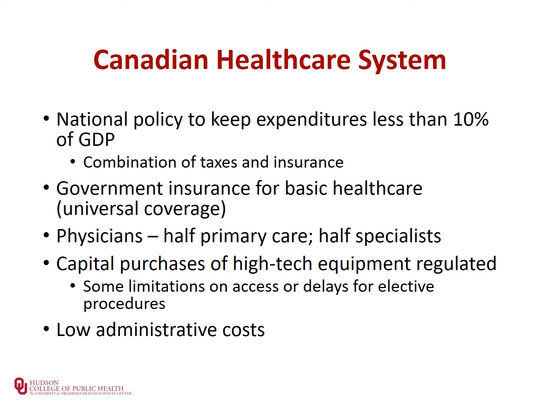Contrast that with Canada, which has a national policy to keep expenditures less than 10% of the gross domestic product through a combination of taxes and insurance. They have government insurance for basic health care, so they essentially have universal coverage. Everybody gets basic coverage. They have a different mix of primary care physicians and specialists, with about a 50-50 mix. The other thing that Canada does very well is they control capital purchases of high-tech equipment, so they regulate that.